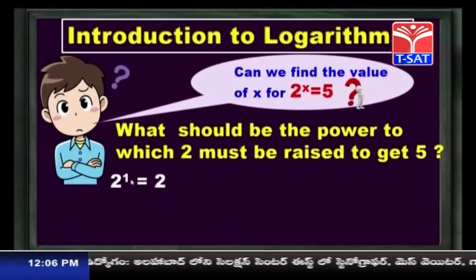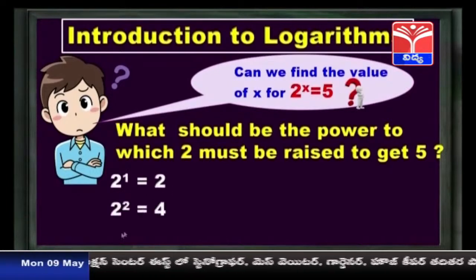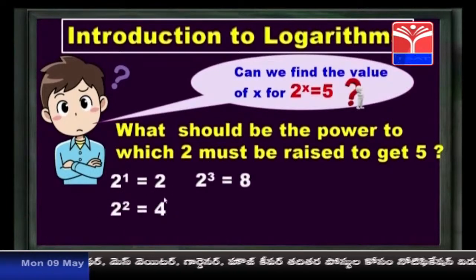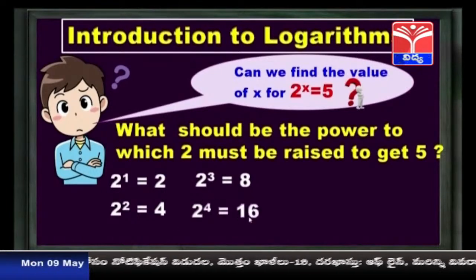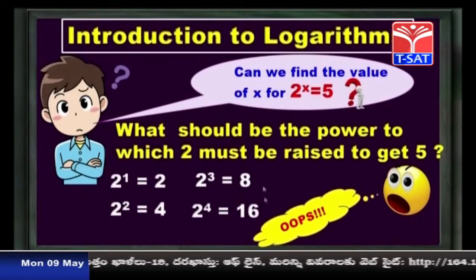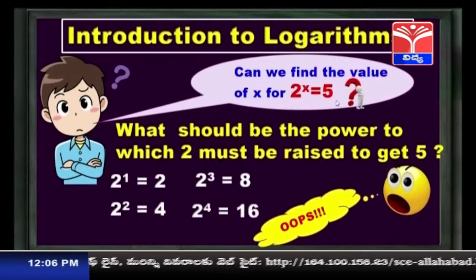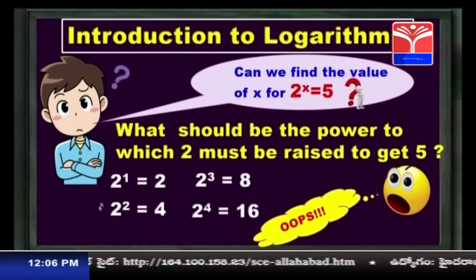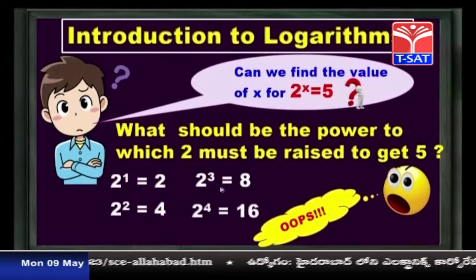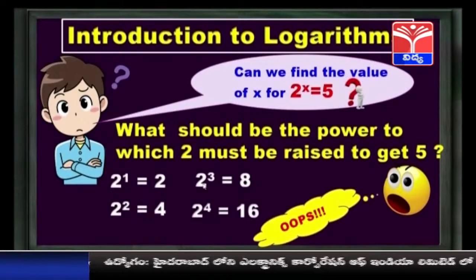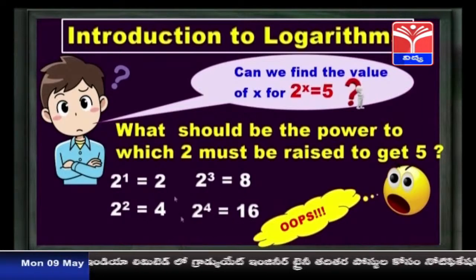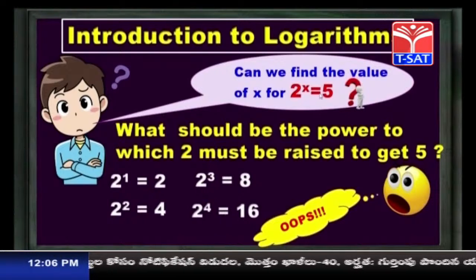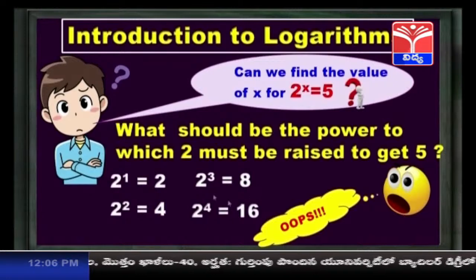Let us check. 2 power 1 is equal to 2, 2 power 2 is equal to 4, 2 power 3 is equal to 8, 2 power 4 is equal to 16. So it is increasing, and we are not getting 5 here. 2 square is equal to 4 we got, 2 power 3 is equal to 8, and 2 power 4 is 16. So 2 power 5 is 32, which is crossing the 5. So what we can observe here, 5 lies between 2 square and 2 cube.